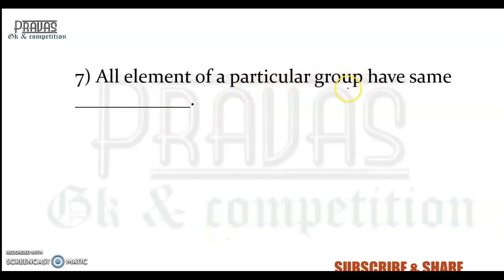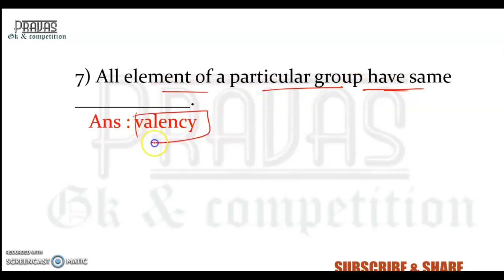All elements of a particular group have same. All the elements of a particular group have the same valency. What is a group? That is, the vertical lines are called groups. So all elements of a particular group have the same valency.